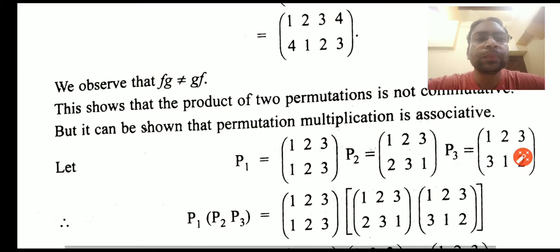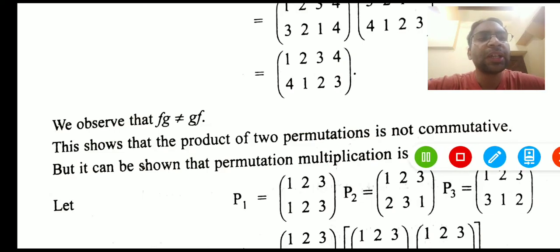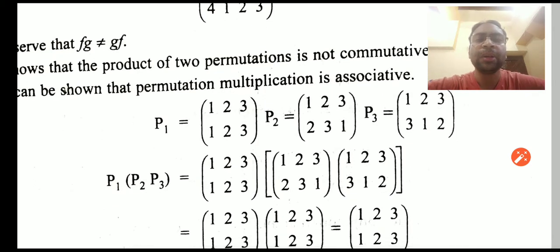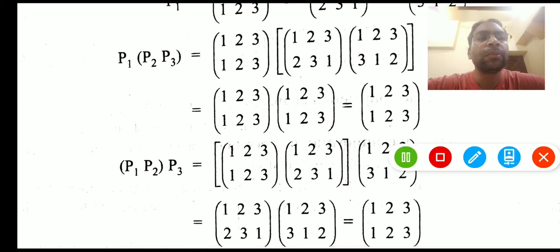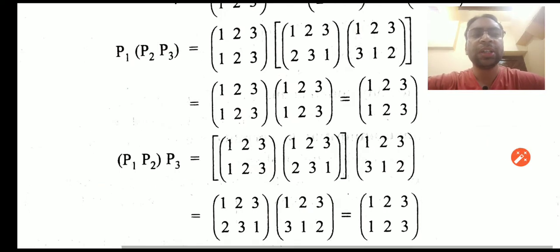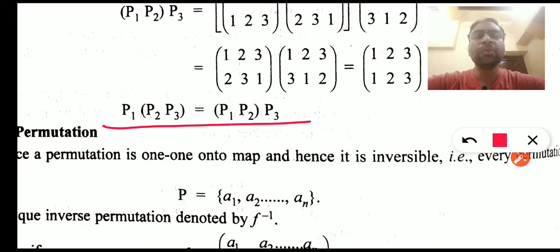Similarly, we can prove another property, that permutation multiplication is associative. It's not commutative, but it is associative. We can prove this with three permutations p1, p2 and p3. We calculate p1 composed with p2, and the resultant is composed with p3, and we will be able to see that this property holds. So the commutative property does not hold, but the associative property holds.